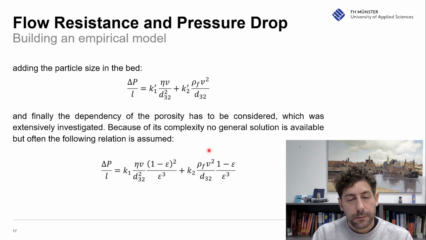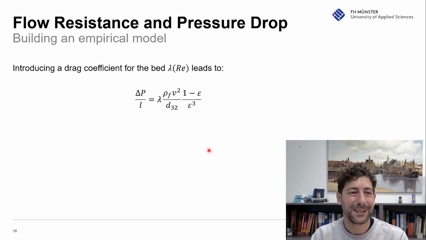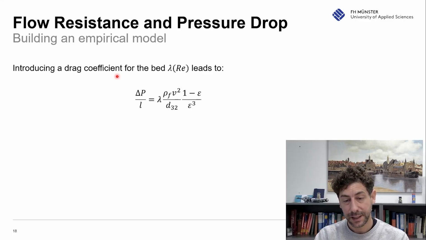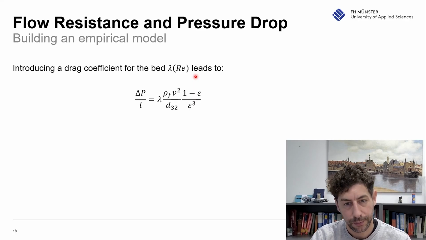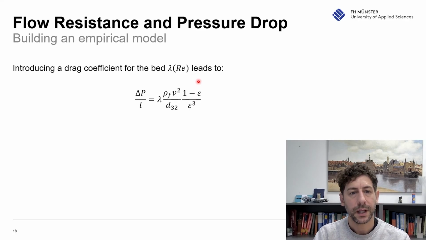And now I don't know if it's simplifying the equation, but we can go a step further. The step further would be that we introduce a drag coefficient, CD, as a function of Reynolds. But now it's for a bed, not for a single particle, so it's called lambda. Lambda is a function of the Reynolds number in the same way as the drag coefficient for a single particle is a function of the Reynolds number. And with this drag coefficient, the full equation gets much simplified to this shape.